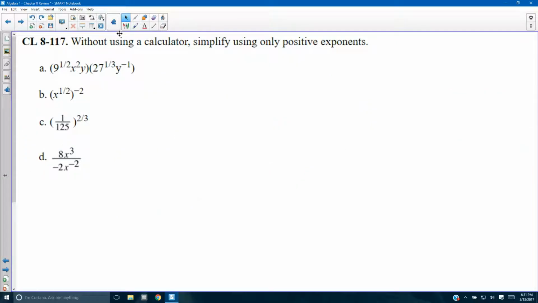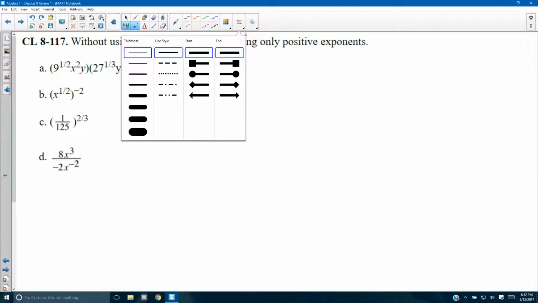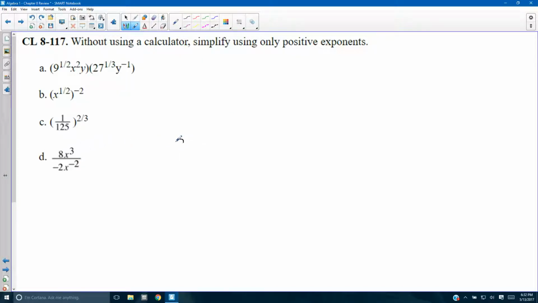Part D, last one. 8x cubed divided by -2x to the -2nd power. Okay, this one's going to get a bit messy here. Hopefully not too messy. I have 8 times x cubed divided by -2 times x to the -2nd power. Now I started to separate these a little bit to really show you, especially because we just talked about how we can multiply two fractions. I can split up these two fractions as well.